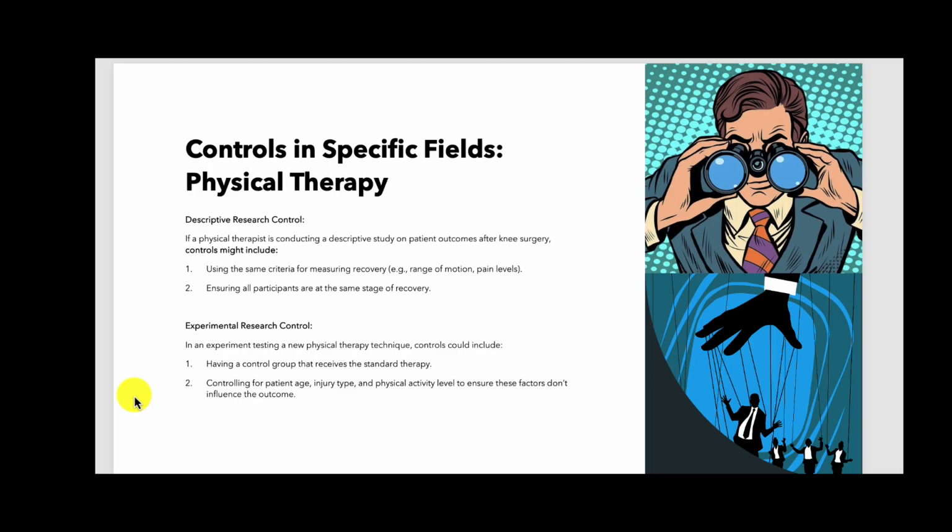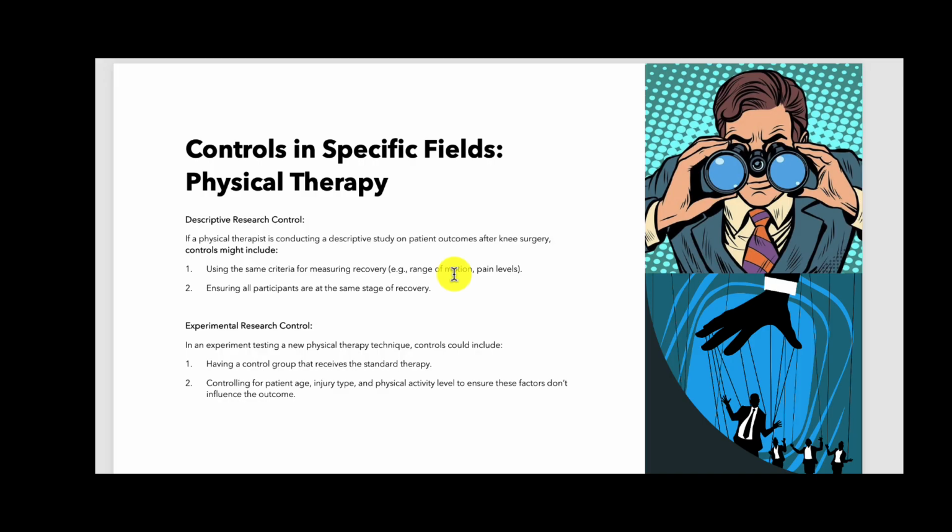Now, I just have a few examples here of controls that you might see in your specific field. So if we're doing descriptive research control and we're looking at physical therapy, well, if a physical therapist is conducting descriptive research, and let's say they're looking at patient outcomes after knee surgery, these controls might include using the same criteria of measuring recovery. So range of motion, that might be a control. We're not going to do different range of motion tests every time somebody comes in for therapy, right? That would alter our data. So we need to maintain consistency, which will be our variation of control.